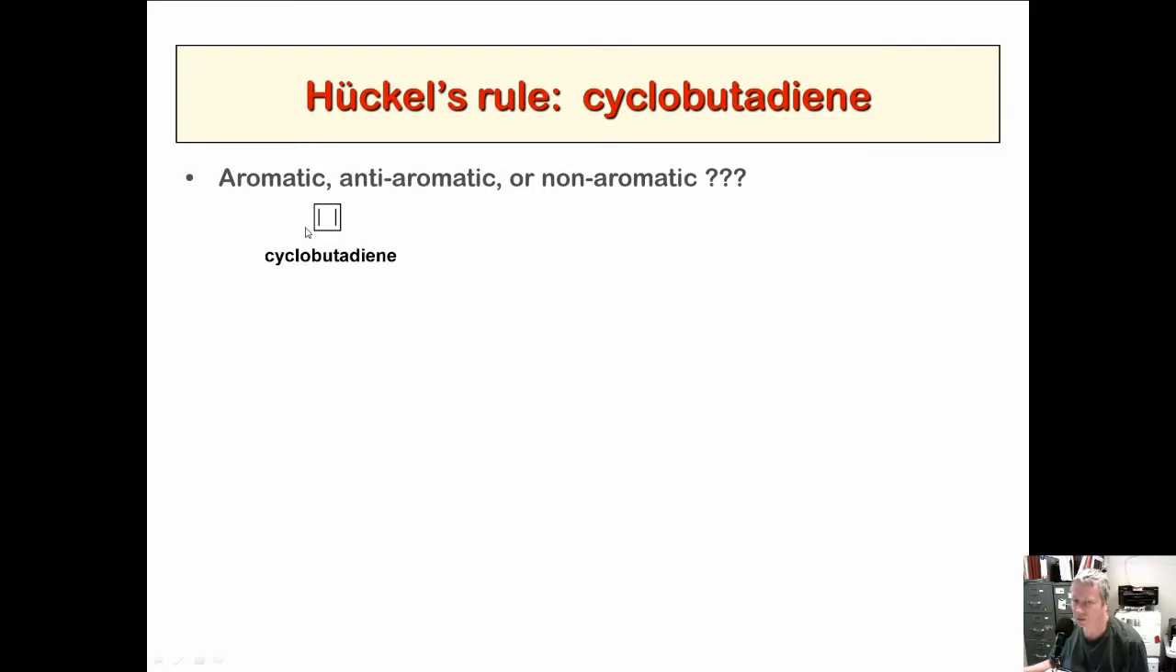Is it 4n or 4n plus 2, right? There's 2 there. I'm talking about pi electrons, right? So we got 2 there, 2 there. That's 4. Does that match 4n, or does that match 4n plus 2? So if it's 4 electrons, that seems like it matches 4n, right? 4 where n equals 1, right?